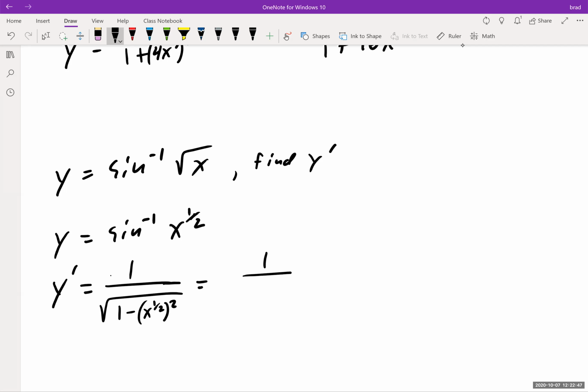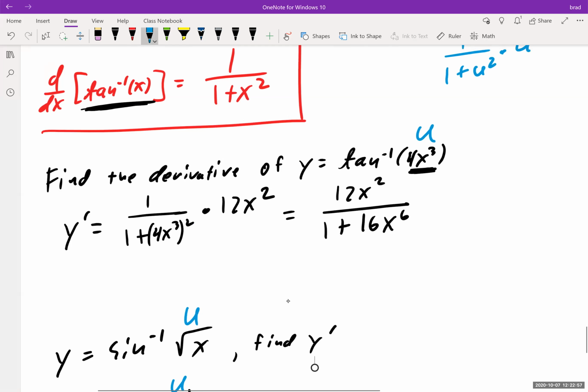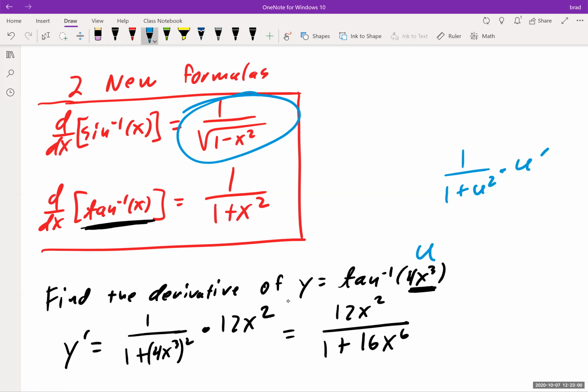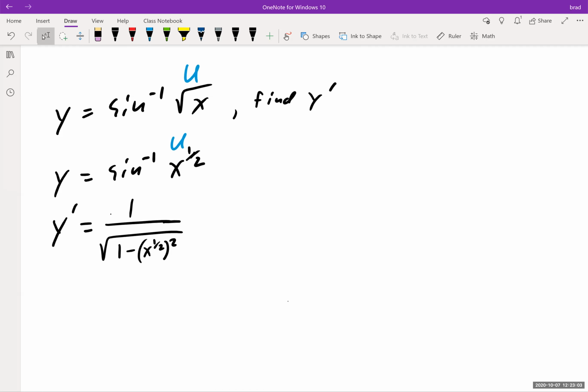Now notice, once again, this is my u. That's not plain old x. If it were plain old x, this would be the answer and I'd be done. But it's x to the 1/2, so I have to attach the derivative of x to the 1/2, which is 1/2 x to the negative 1/2. So now we have 1 over 2 x to the 1/2 times the square root of 1 minus, what would that just be, x?